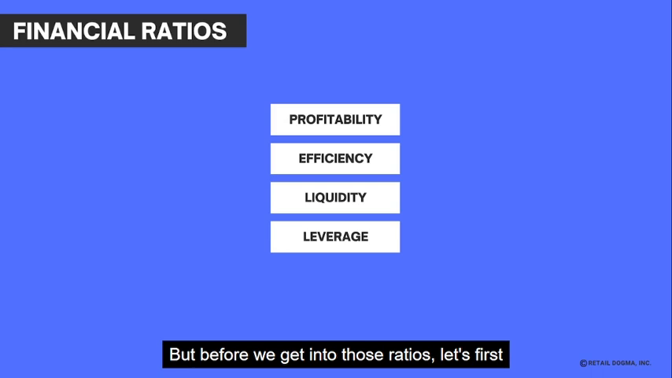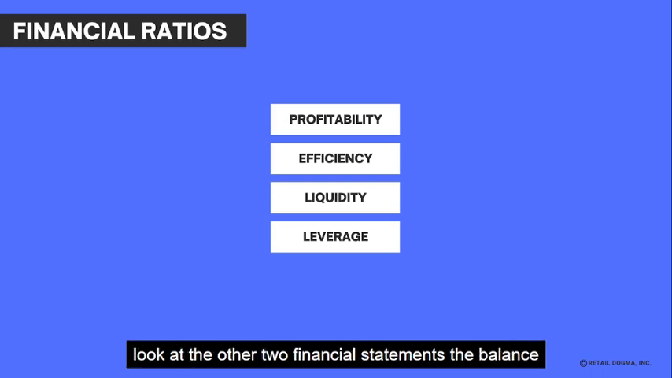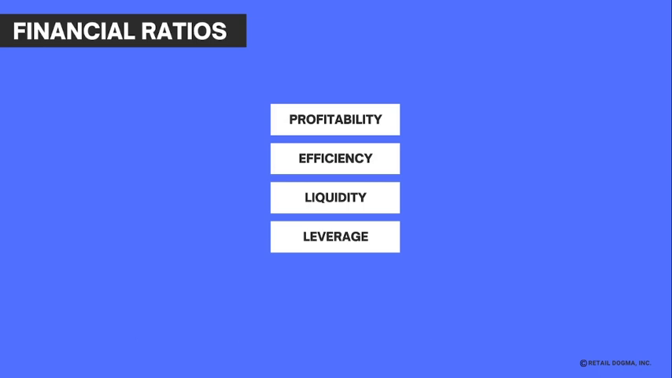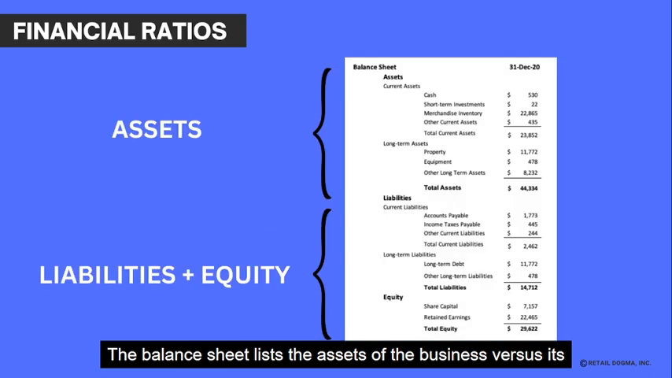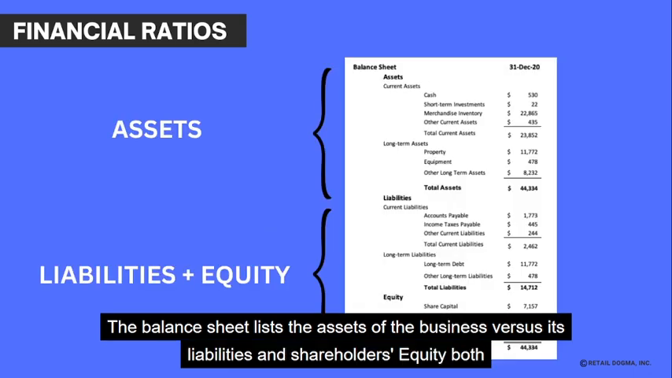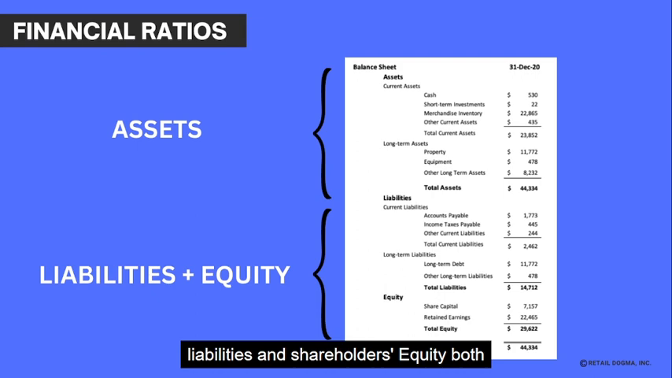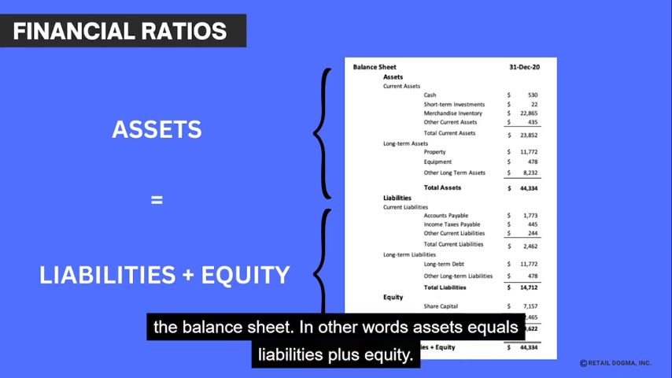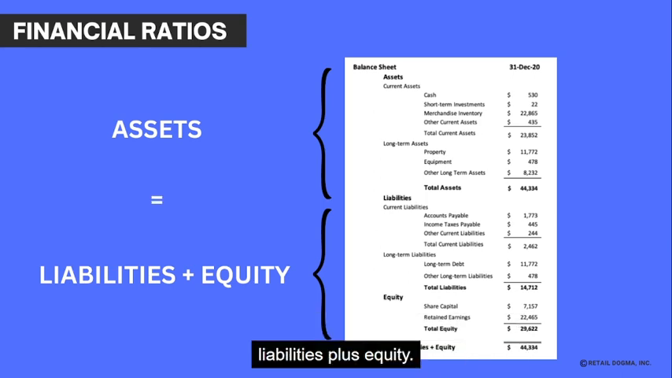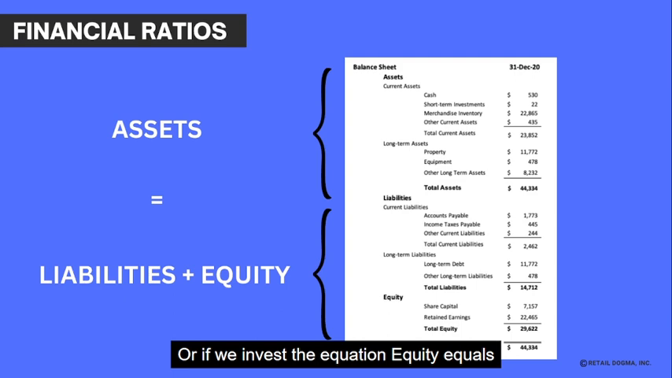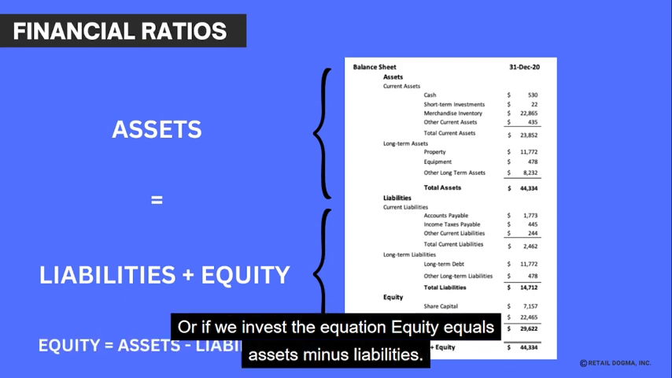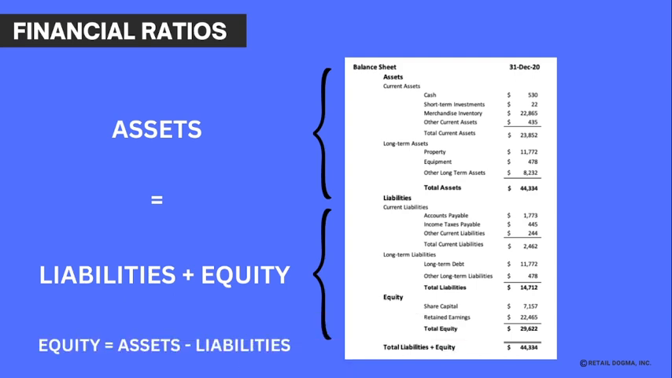But before we get into those ratios, let's first look at the other two financial statements, the balance sheet and the cash flow statement, and get familiar with their components. The balance sheet lists the assets of the business versus its liabilities and shareholders' equity. Both sides have to balance, and that's why it's called the balance sheet. In other words, assets equals liabilities plus equity. Or if we inverse the equation, equity equals assets minus liabilities.